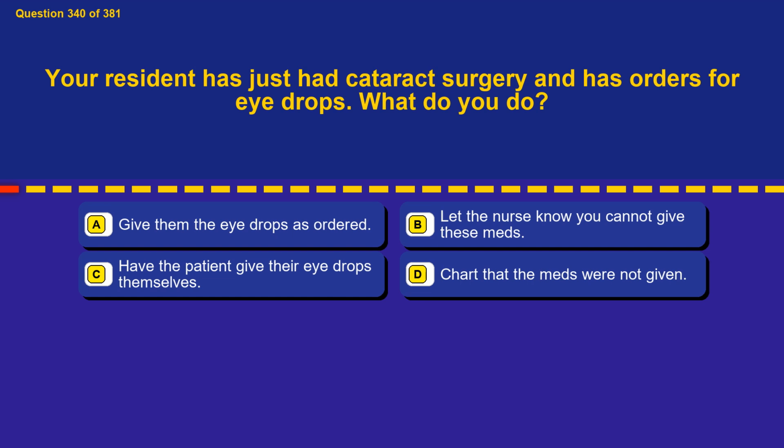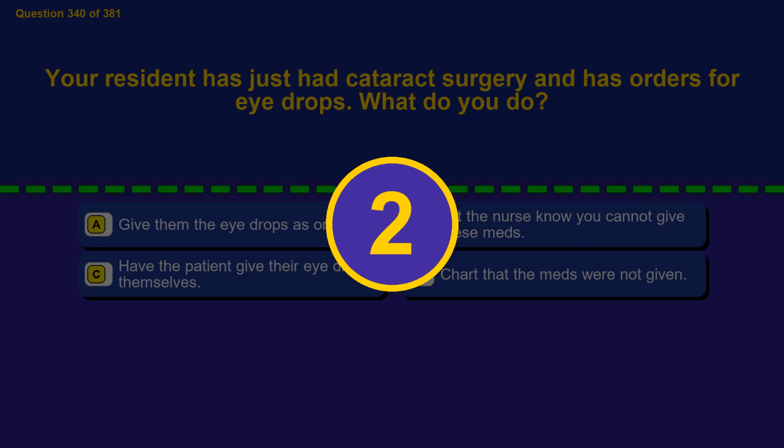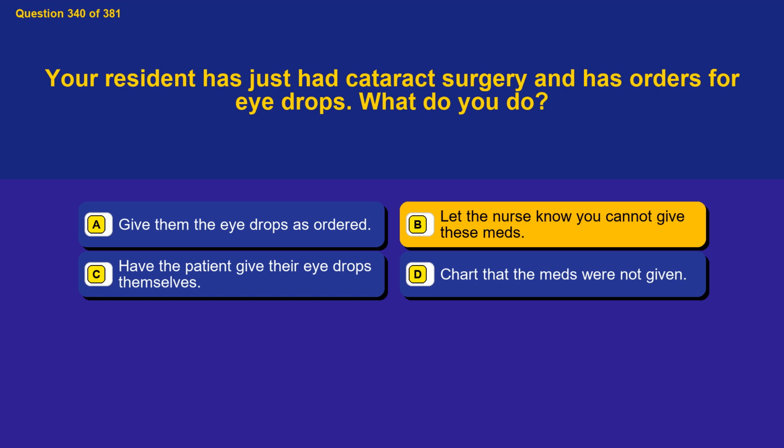Question 340. Your resident has just had cataract surgery and has orders for eye drops. What do you do? Option A, give them the eye drops as ordered. Option B, let the nurse know you cannot give these meds. Option C, have the patient give their eye drops themselves. Option D, chart that the meds were not given. The correct answer is option B, let the nurse know you cannot give these meds.